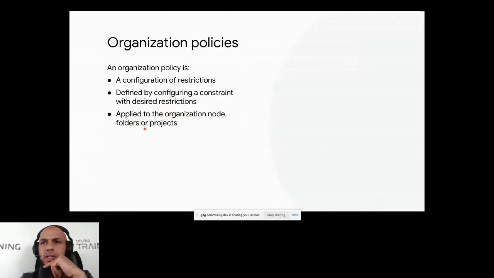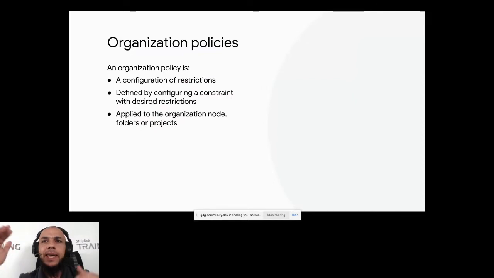And with that, there is another security concept in GCP, which is called organization policies. An organization policy is a configuration not of giving access, but of a restriction. So I can configure what we call a constraint. If I want my organization, for example, not to be able to add public IPs to my VMs across the whole organization, I can do that with organization policies, which are constraints.